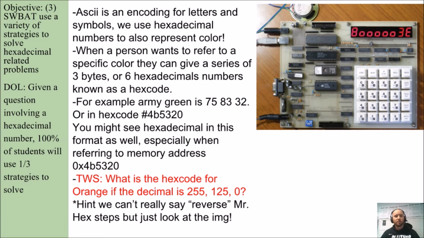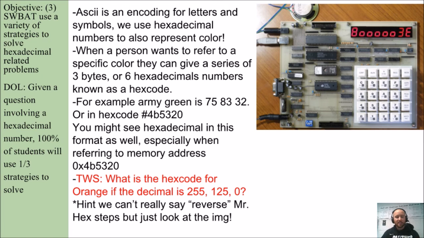All right, so wrapping up here, ASCII is an encoding for letters and symbols. We use hexadecimal numbers to also represent color. When a person wants to refer to a specific color, they can give a series of 3 bytes or 6 hexadecimal numbers known as a hex code. So for example, army green is 75, 83, 32. 75 red, 83 green, 32 blue. Or the hex code looks like this: hashtag 4B5320. You might see hexadecimal in this format as well, especially when referring to memory addresses. And I go over this really well in my web design class.